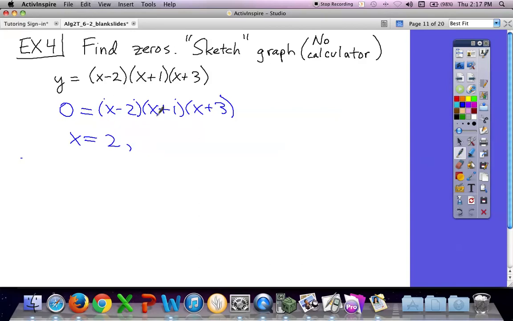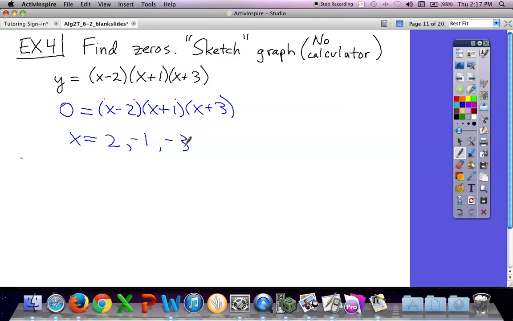What value of x would you put into that factor? Negative 1 plus 1. Right? What value of x would you put into that factor? Negative 3. Right? Those are the zeros. So there's 3 points that we know on this graph.